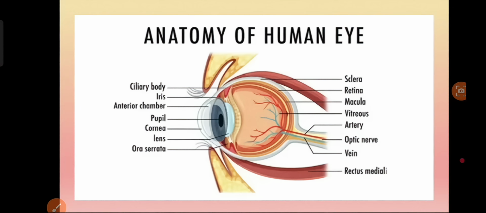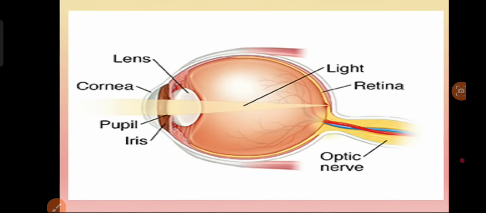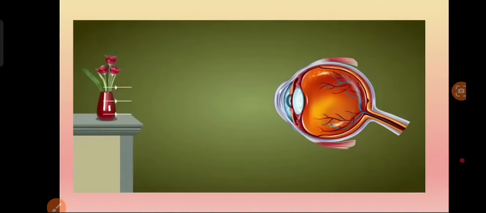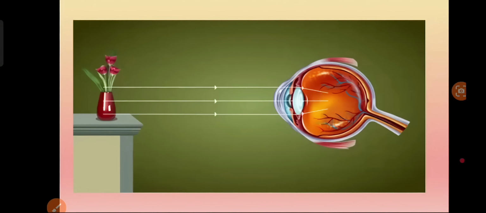This is the anatomy of the human eye. Here we can see what we learnt in the first period, that is eye lens, cornea, pupil, iris, light, retina, and optic nerve. Now the second concept, accommodation of lens. The ability of the eye lens to change its focal length is called the accommodation of the eye lens. Now we can see one video regarding that. Here you can see.